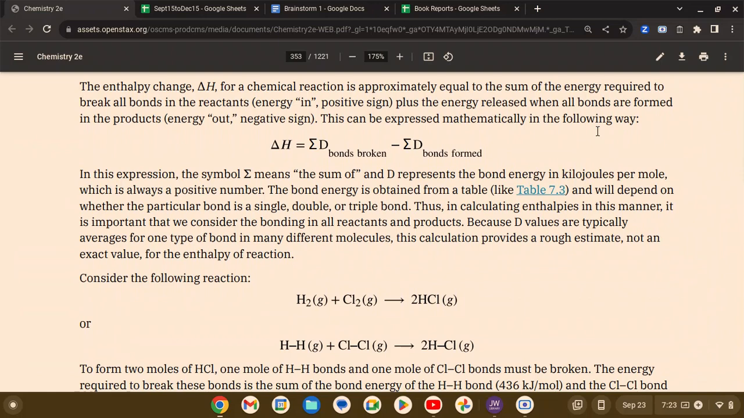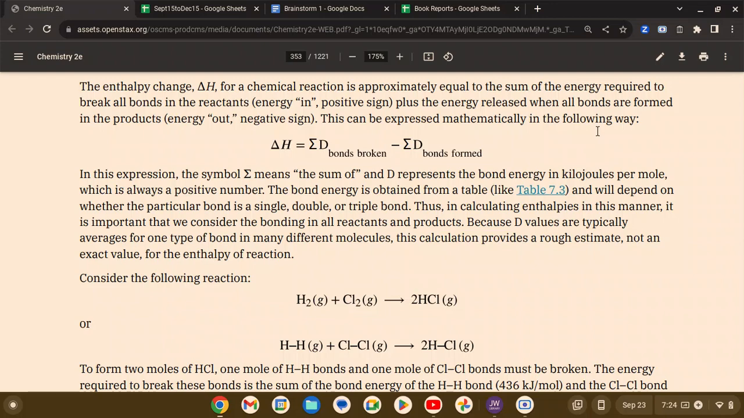This can be expressed mathematically in the following way. In the expression, the symbol sigma means the sum of, and D represents the bond energy in kilojoules per mole, which is always a positive number. The bond energy obtained from a table will depend on whether the particular bond is a single, double, or triple bond. Thus, in calculating enthalpies in this manner, it is important that we consider the bonding in all reactants and products. Because D values are typically averages for one type of bond in many different molecules, this calculation provides a rough estimate, not an exact value for the enthalpy of reaction.